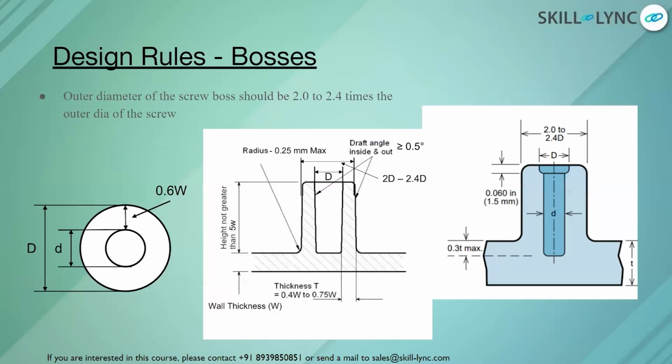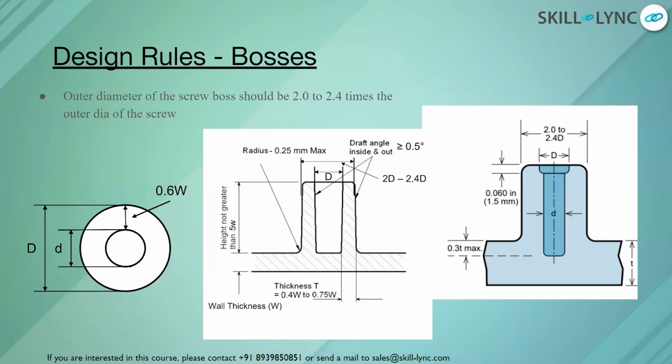When you see your screw, it can have a head whose diameter will be much more than the diameter of the body of your screw. You can see the body of the screw will have a diameter of small d, and then capital D will also be available, which should be maintained accordingly to make sure that your screw boss is provided with the proper conditions.